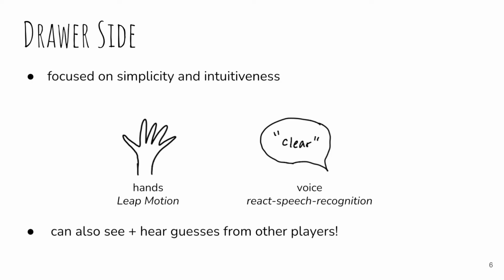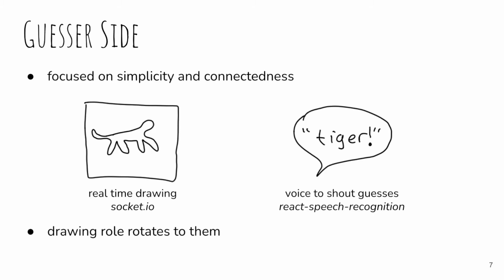For example, you can say switch to switch a color to whatever color you want, or you can use your hand gesture to select a color too. So in that way we have redundancy, and so it's easier for the drawers to do things. On the guesser side of things, I focus on simplicity and connectedness. Their job is really simple.